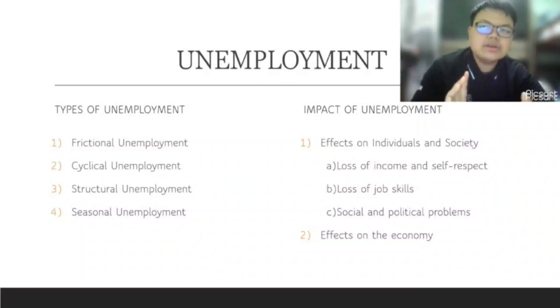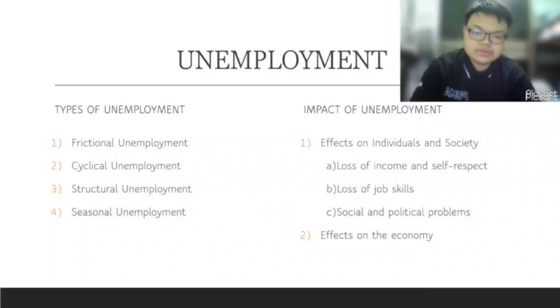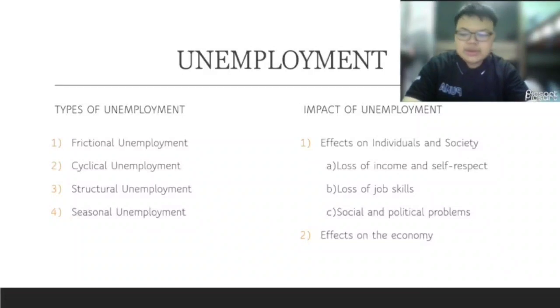In this type of unemployment, the labor force is employed at one time and unemployed at other times. A fisherman, for example, is unable to fish in winter or during the monsoon. After that, we have the impact of unemployment.